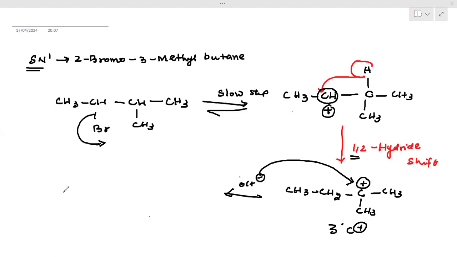We will get a compound as CH3 CH2, then CH3, CH3, then OH. Okay, so OH is attached here. So this is the exact product of the SN1. This is the major product of the SN1.